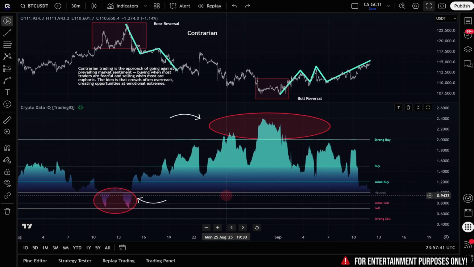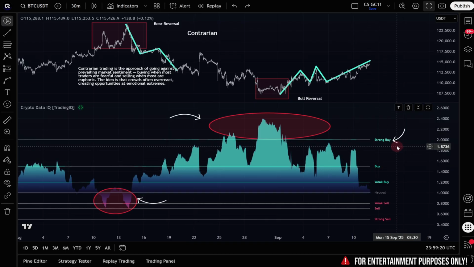Now you're probably wondering, okay, but what exactly is this oscillator down below? This oscillator shows us the ratio of trading accounts in a long position versus trading accounts in a short position. Now take a look at the part of the indicator that says strong buy and strong sell. And notice how at strong buy, the value is 2, and at strong sell, the value is 0.5.